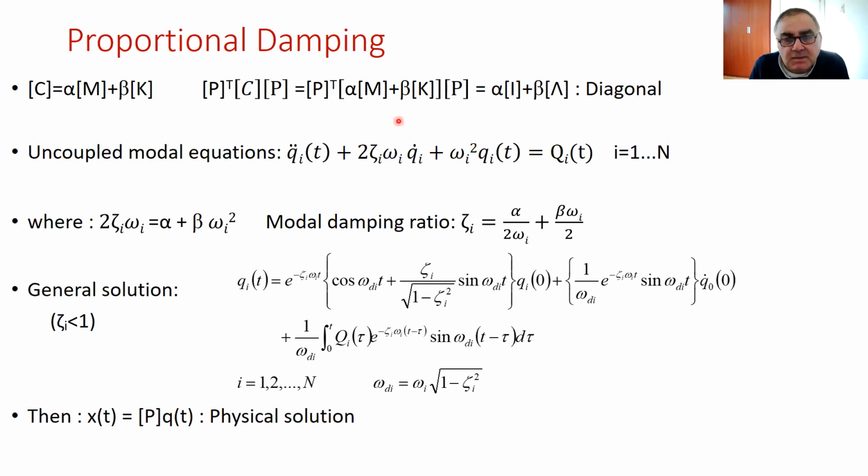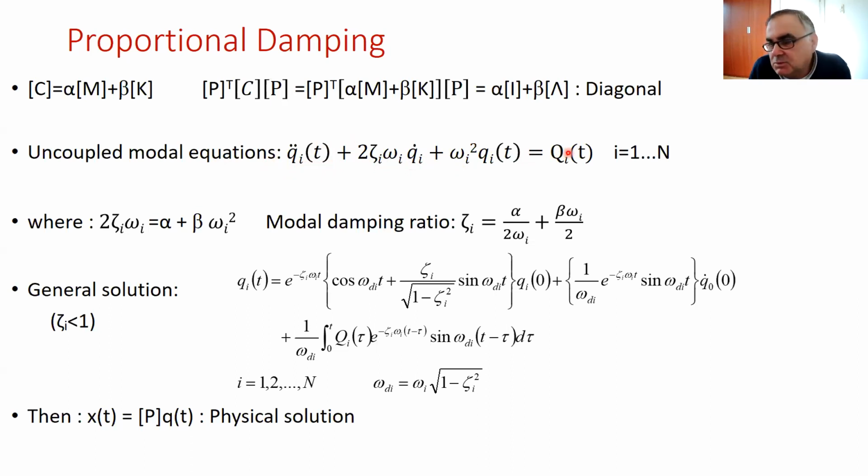Okay. In that case, our equations will be diagonal. That is, modal equations will be diagonal. That is, they will be uncoupled. And you can write them as Qi double dot plus 2 zeta omega I Qi plus omega I squared Qi is equal to capital Qi.